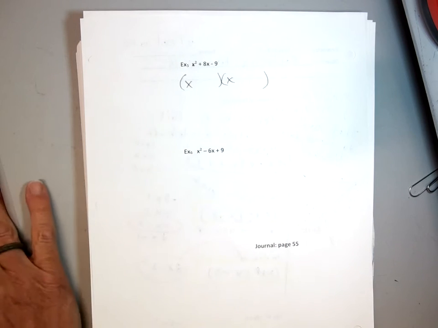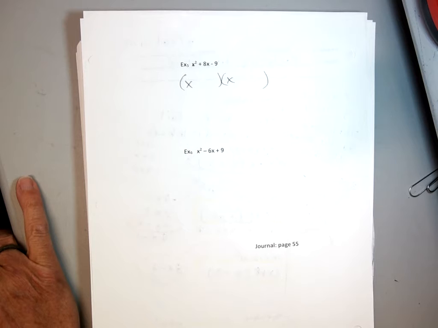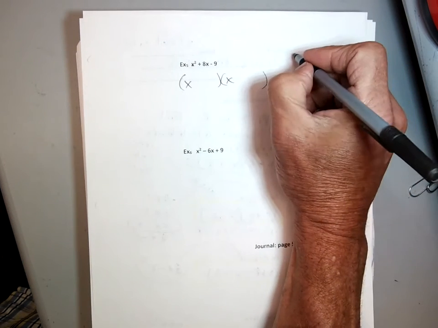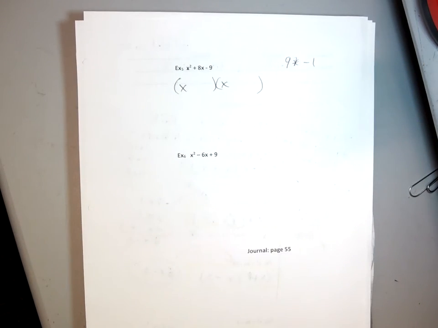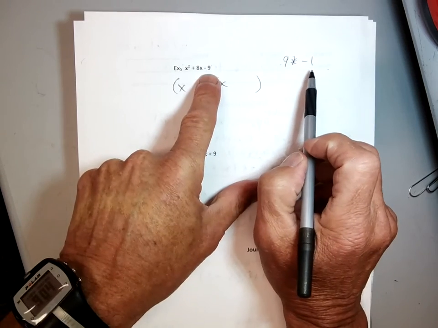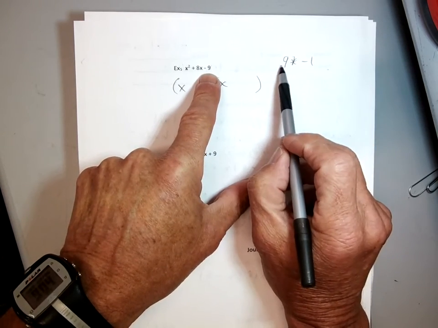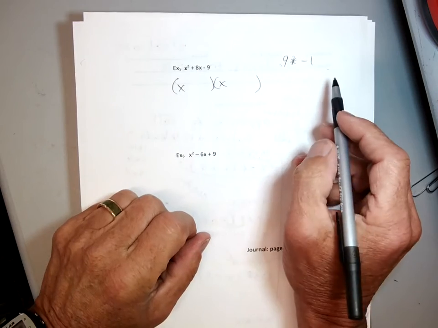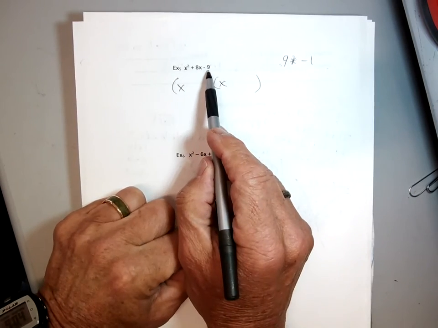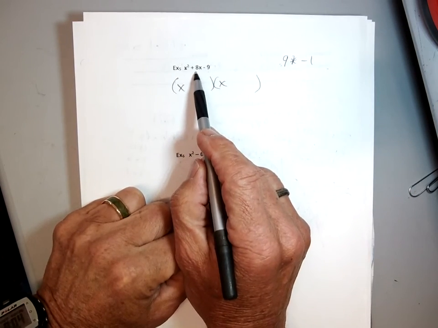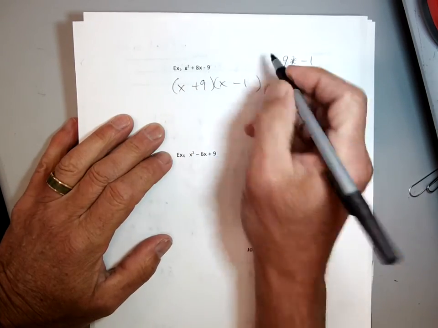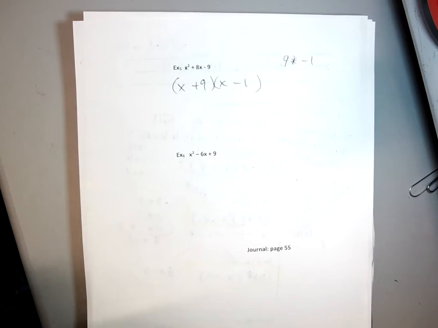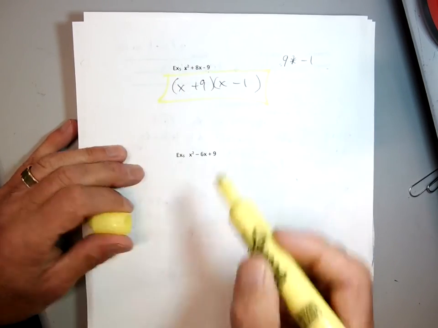Okay, think about it for a second. Hopefully you came up with, hey, Mr. Davies, how about a 9 times a negative 1? I would go, hey, that's a good answer, because 9 times negative 1 does make a negative 9. I agree. But 9 plus a negative 1 makes a positive 8. So that's the combination. We need the multiples of the last number that add up to the middle number. Okay? So we're going to have an x plus 9 and x minus 1. That is the factored trinomial.